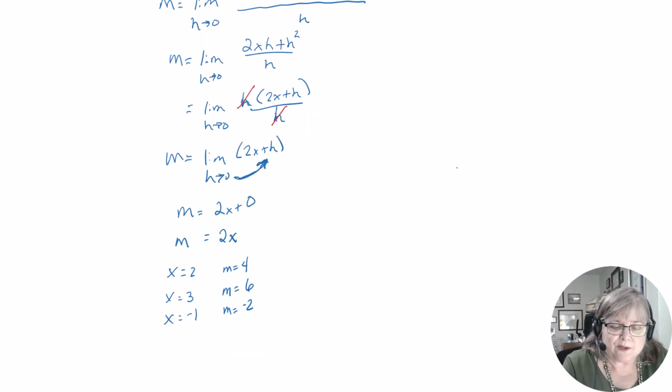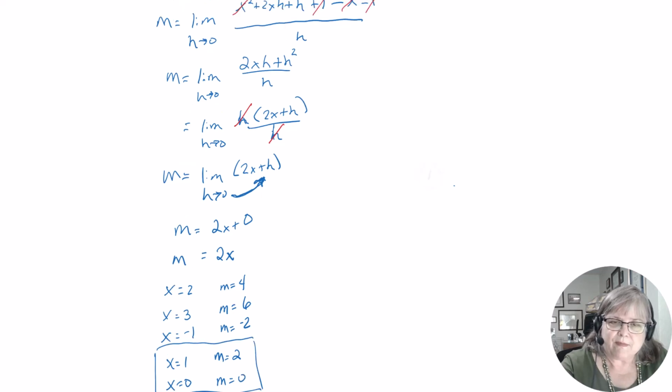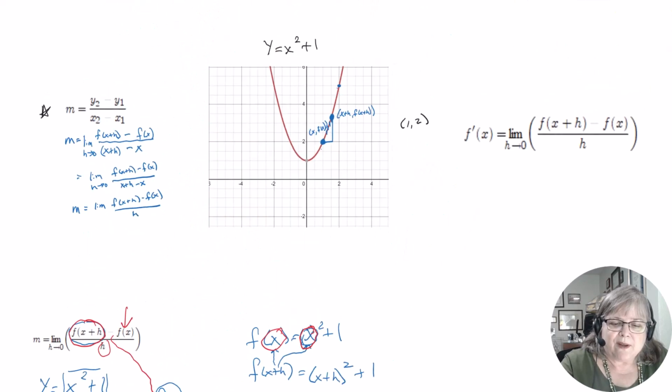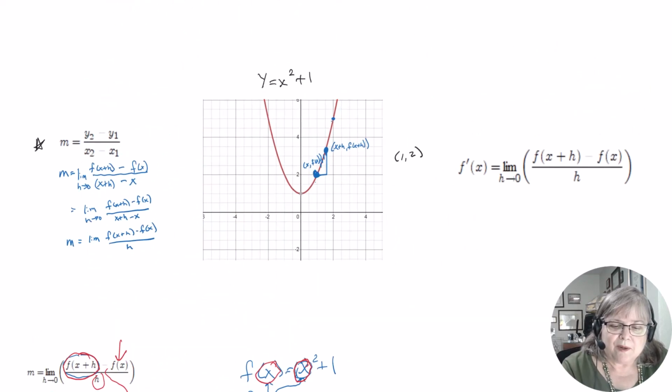Now, our particular question was, what if x is 1? So m is 2. And just for me, I want to do one more. If x is 0, 2 times 0 is 0. So I want to talk about these two right here. What we found is that at this point, the slope is 2. That seems kind of reasonable right here, I think. But the one I really want to talk to you about is right here. So when x is 0, the slope is 0. And that sort of makes sense.